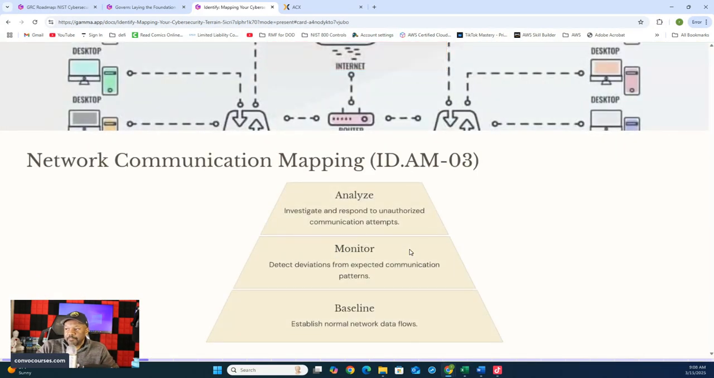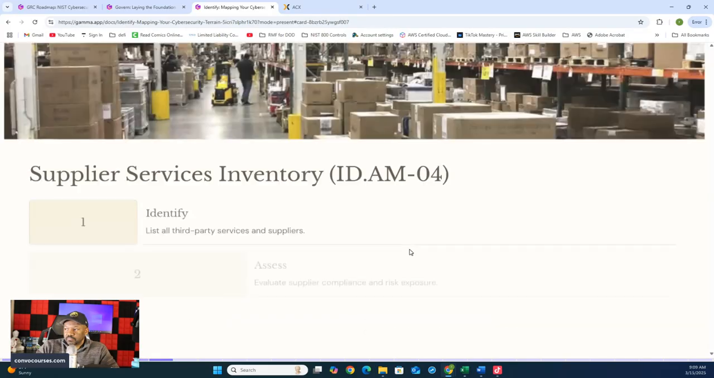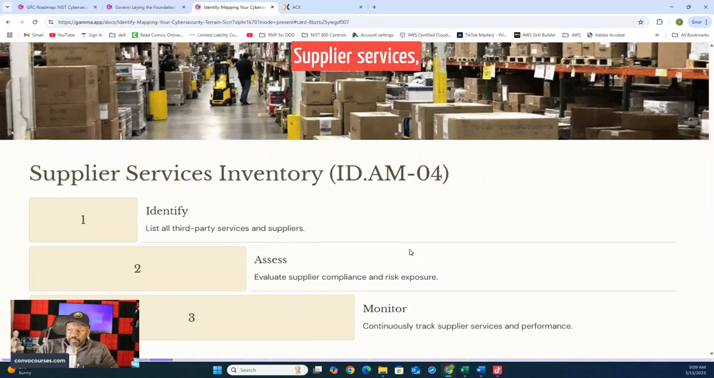Network communication, mapping the network communication is very, very important. Well, how do you do this? You do this with scanning, continuously monitoring, knowing what systems are actually there, what IP addresses are attached to which systems. Network communication mapping is where this comes in. Supplier services: knowing who your suppliers are, identifying them and assessing them, monitoring them on a regular basis. This gets into supply chain resilience and things like that.